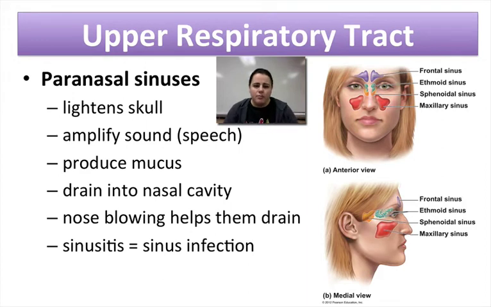They're lined with mucous membranes, and they make mucus that drains down ducts into your nasal cavity. Sometimes those ducts get blocked, and people will develop a sinus headache, or they'll become infected with sinusitis or a sinus infection, and you'll get all that pressure in the front of your face in those sinuses.